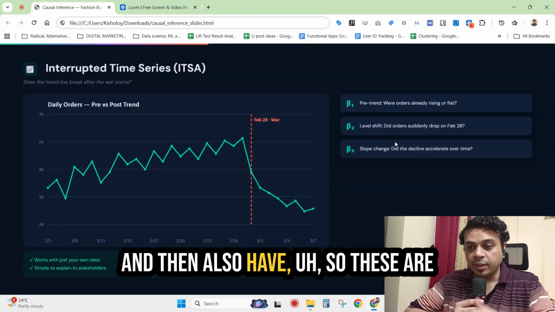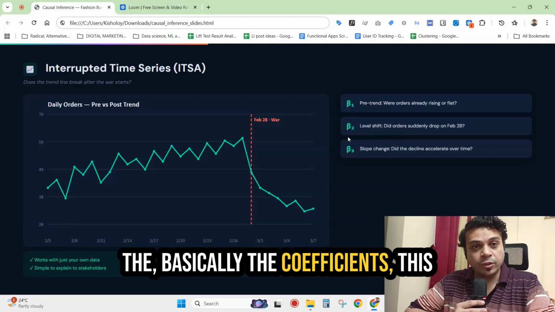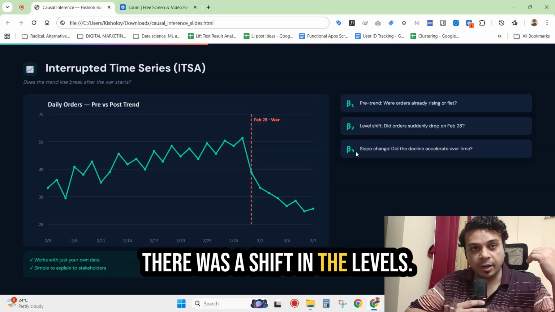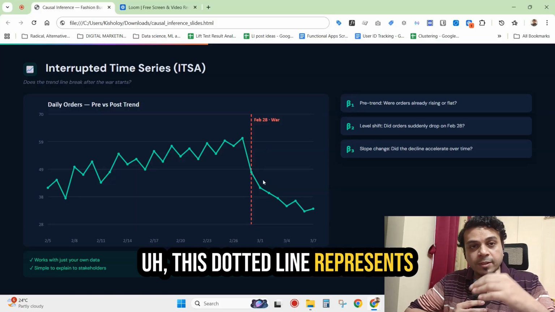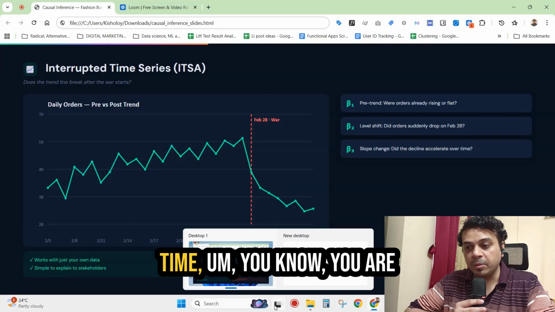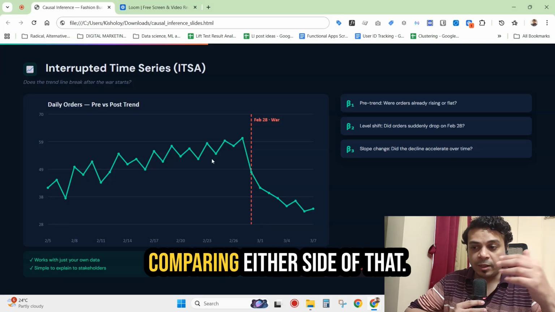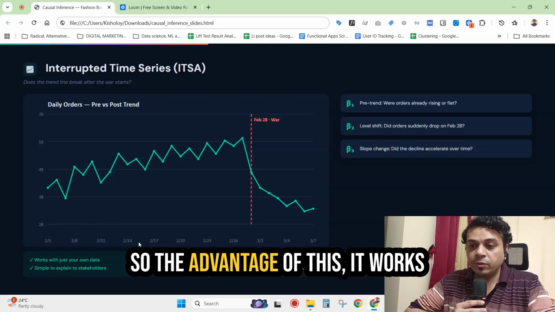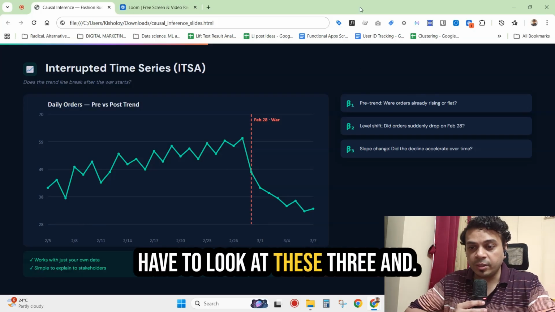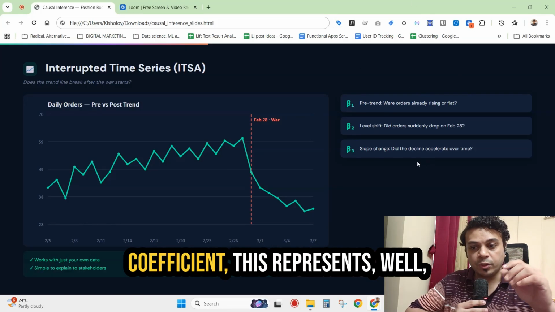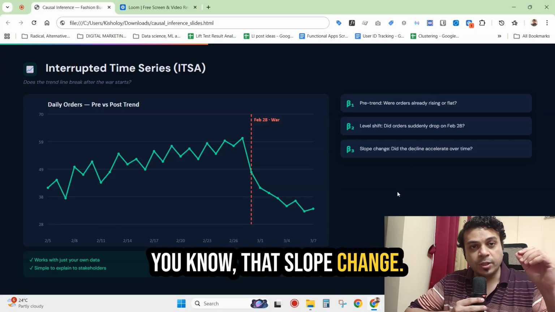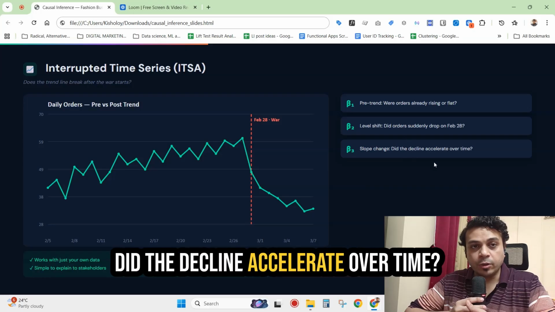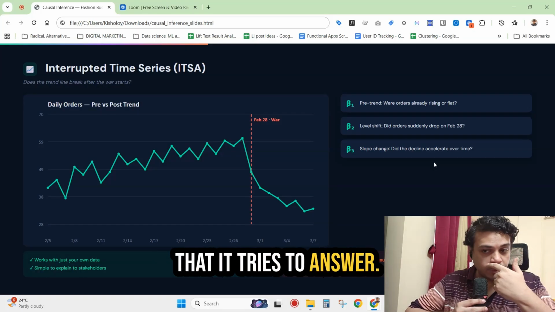And then you also have these coefficients, beta 1, beta 2 and beta 3, and you try to understand if there was a shift in the levels. This dotted line represents that period in time, and you're comparing either side of that. So this war is represented by this dotted line. The advantage is that it works with your own data, and you only have to look at these three. This final beta 3 coefficient represents the slope change. It's an interaction term that tells you whether the decline accelerated over time. That's the question it tries to answer.